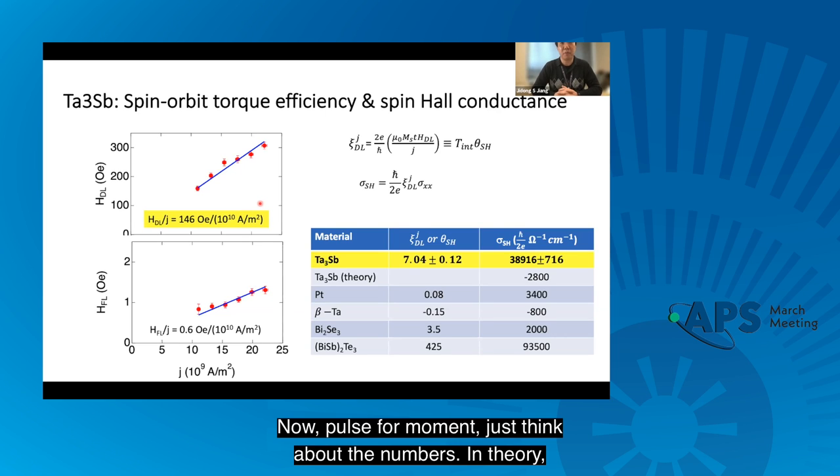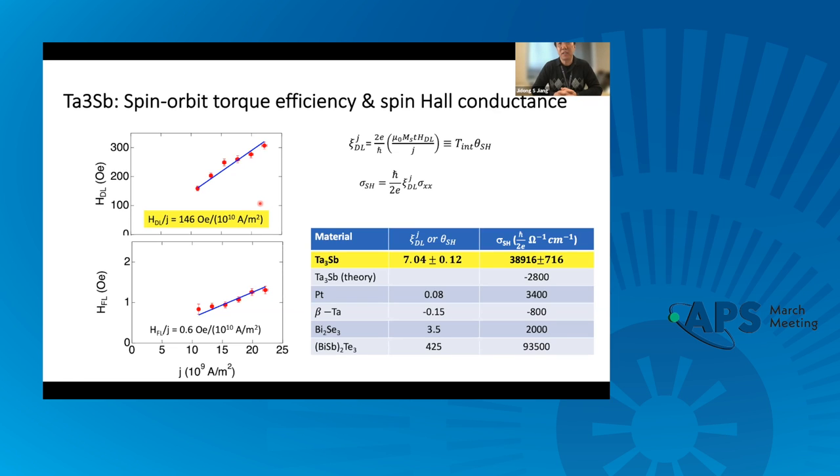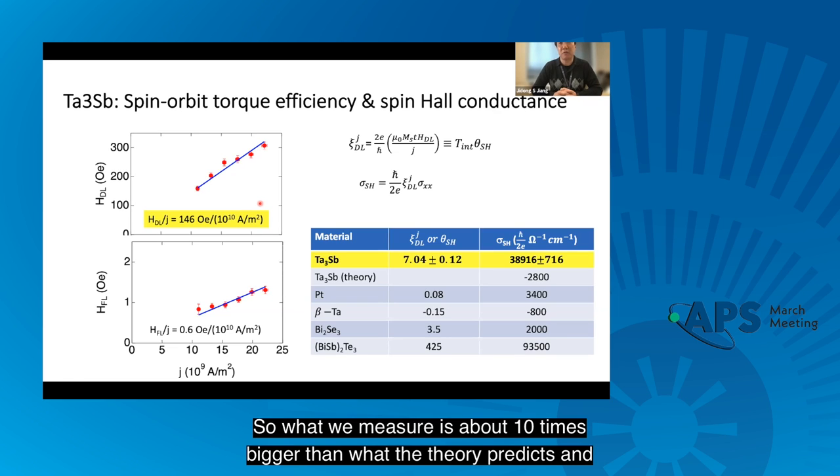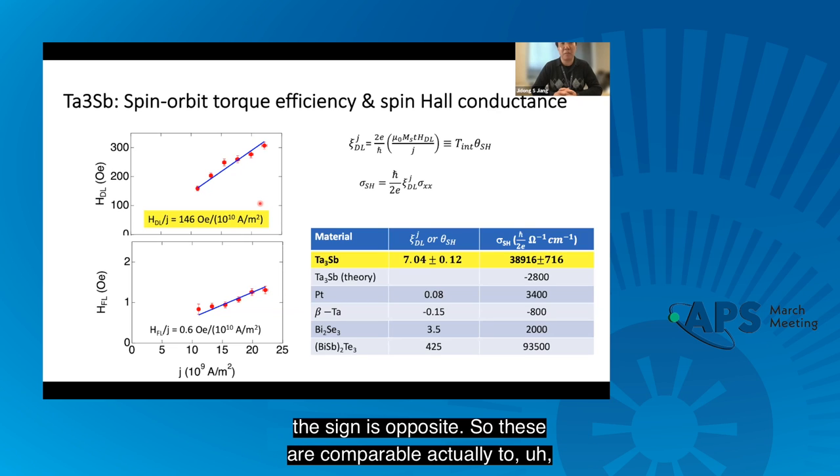Now, pause for a moment, just think about the numbers. In theory, tantalum antimonide is predicted to have a spin Hall conductivity of negative 2,800. So what we measure is about 10 times bigger than what the theory predicts. And the sign is opposite.